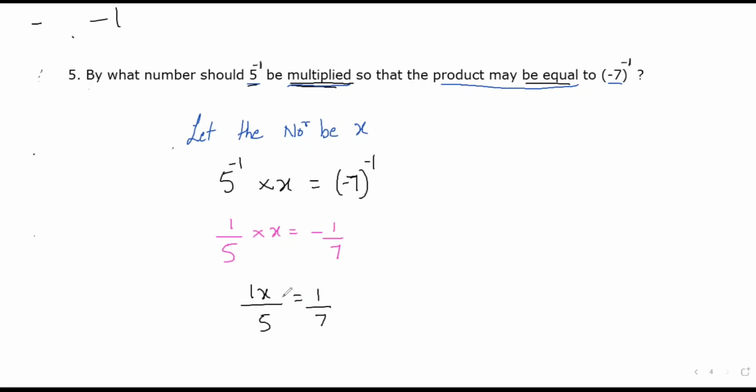Now we shall cross multiply our values. That is 1x by 5 is equal to 1 by 7 cross multiplied. So we get x into 7 is equal to 5 ones are 5. Okay, so 7x is equal to 5. Now just cross multiply. That is x is equal to 5 by 7, our value. That was the simplest one. Let us go with the next extra question.